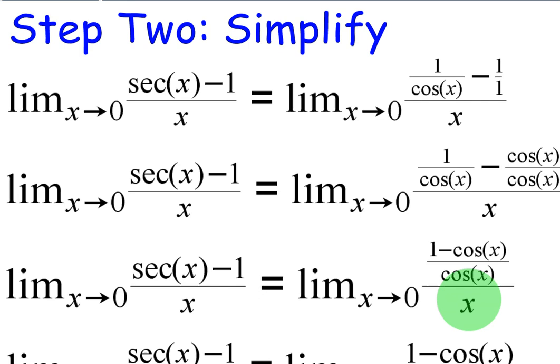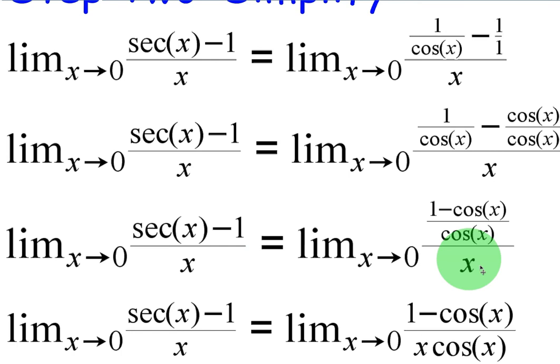Now you can start to probably see why this is heading towards the squeeze theorem. So what we're going to do is multiply this by 1 over x. And so now we have 1 minus cosine x over x times cosine. And now we can start to see the special case squeeze theorem coming through.